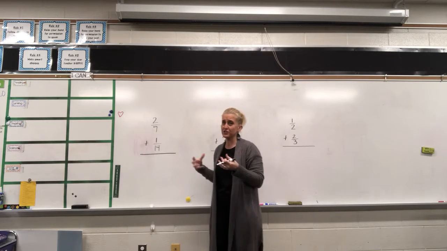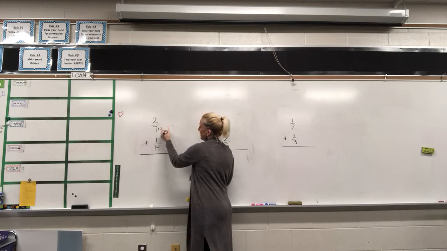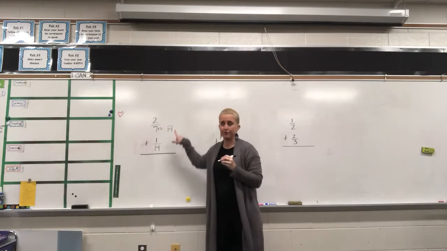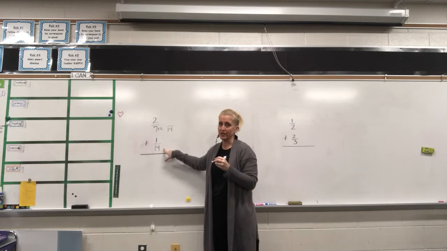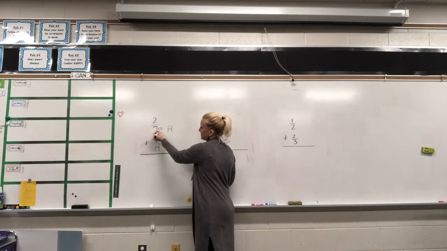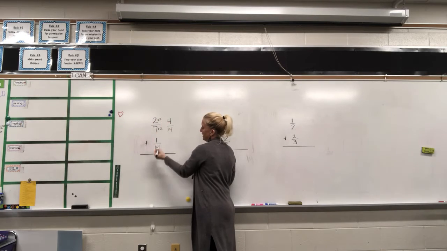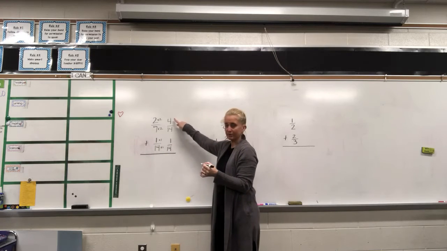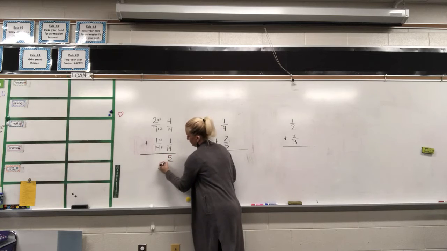To solve this one, the first thing that I'm going to notice is that I can do 7 times 2 and I can make that into my denominator of 14. That way I've already got 14 down here and I don't have to do anything to change it. So 7 times 2 is 14, so 2 times 2 is 4, and then 14 times 1 is 14, 1 times 1 is 1. So now I can simply add 4/14 plus 1/14 is 5/14.